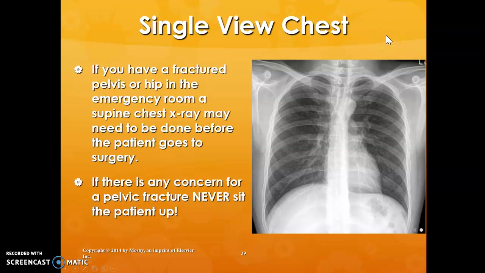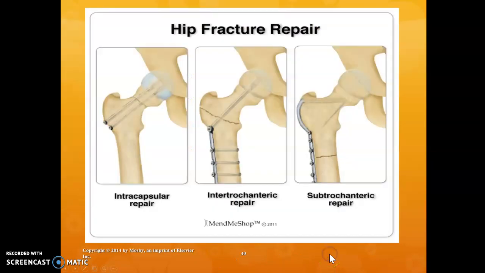Single view chest. In some of your areas, if they have a fractured pelvis or fractured hip and they're going to the OR, they need a chest x-ray prior to surgery. This is not everywhere, but just be aware, if you have an order on a patient for a pelvis and a chest, you always start with the pelvis x-ray first. If the pelvis or hip is fractured, you do not sit the patient up, you'll do a supine chest x-ray.